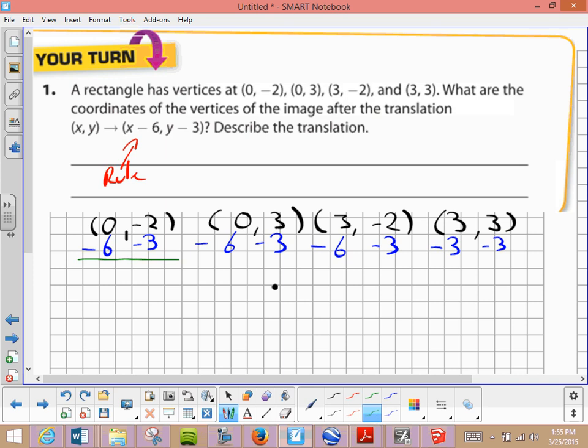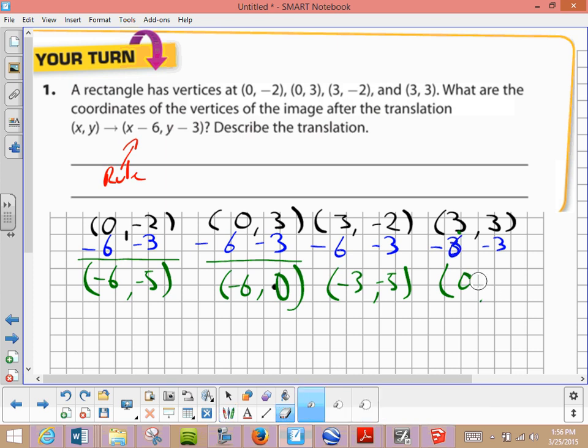So now all you have to do is solve vertically, right? 0 minus 6 is negative 6. That's your new coordinate. And that will give you negative 5. Negative 6. And then 3 minus 3, 0. And then right here is negative 3. And then this negative 5. And this is 0 and 0. Did I write this right? No, this is wrong. It's supposed to be 6. So negative 3 and 0. Negative 3 and 0. And these are your new coordinates.